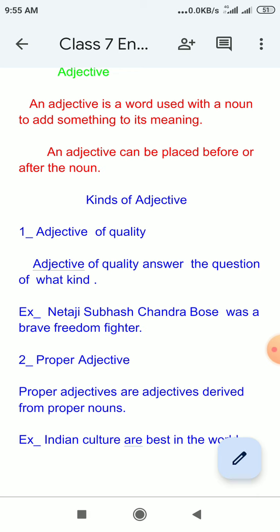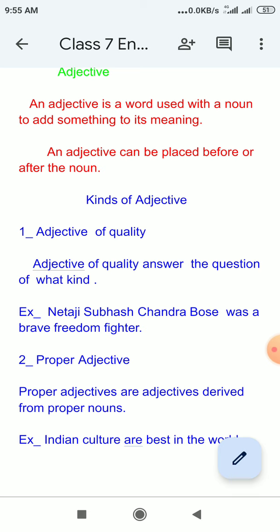Adjectives of quality show the kind or quality of a person or thing. Just take an example. Netaji Subhash Chandra Bose was a brave freedom fighter. In this sentence you can see what kind of fighter he was: a brave freedom fighter.